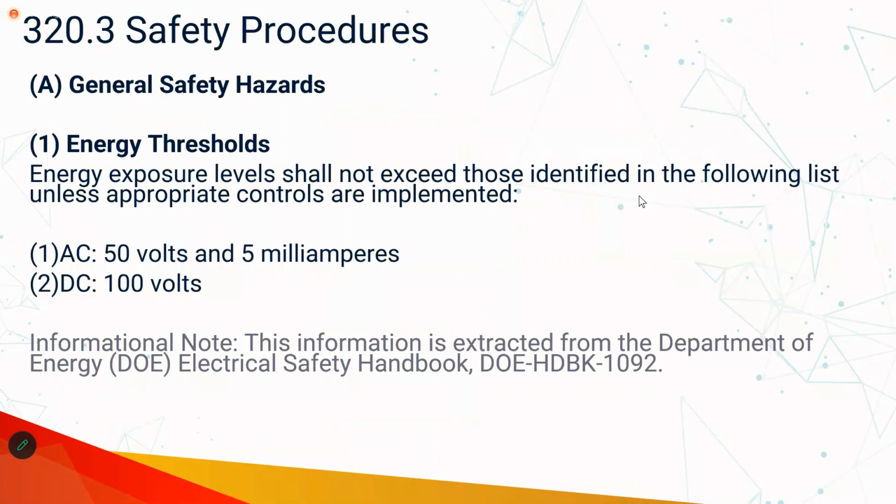What are some of the safety things which are related? One is the energy threshold. Energy exposure level shall not exceed those identified in the following list. If you are working on a battery system that is converted to the inverter side, that means the AC side, it should be 50 volts and 5 milliamperes. It's controllable. If you are working above that, then you have to apply appropriate controls. For the DC side, at 100 volts, you can perform those jobs safely.